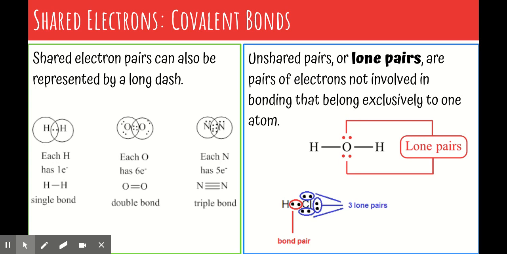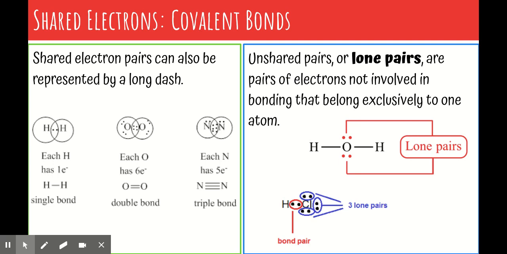So on the right-hand side of the screen, we have an explanation or example of lone pairs. These are extra pairs of electrons that are not involved in bonding, and they belong exclusively to one atom. In that picture, it's showing you water. So you have your two hydrogens and your oxygen. We know that each hydrogen has one electron, and the oxygen has 6 valence electrons. And within that, each hydrogen is bonded to one of oxygen's electrons. That's what your dashes are representing.